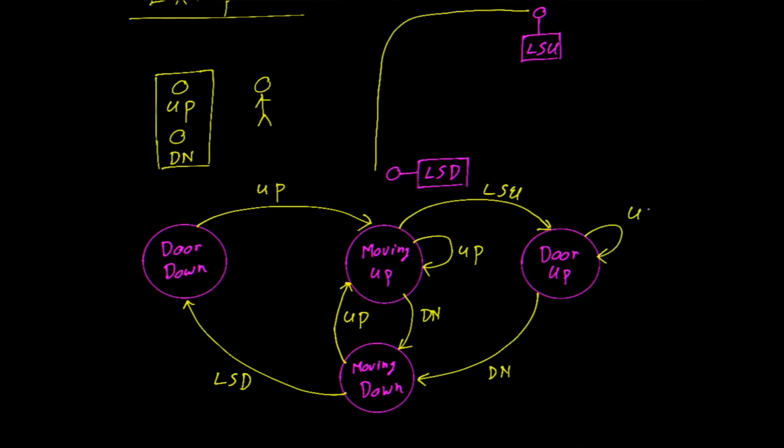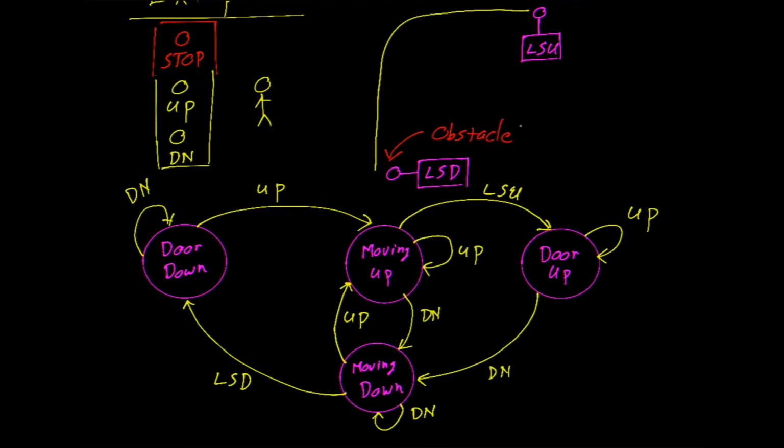If the door is up, we don't care how many times that button gets pushed. If the door is down, we don't care how many times the down button is pushed. And of course, if the door is actively moving down, we don't care how many times the down button is pushed. Anyway, that'll get us started. Although I would argue that this particular example is woefully inadequate because we should add a stop button to this system, and it should include an obstacle detector. Here's another example.